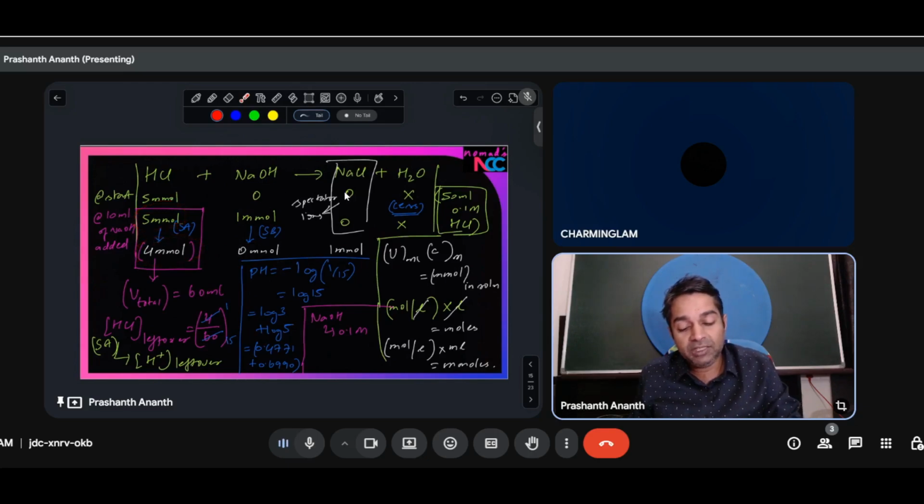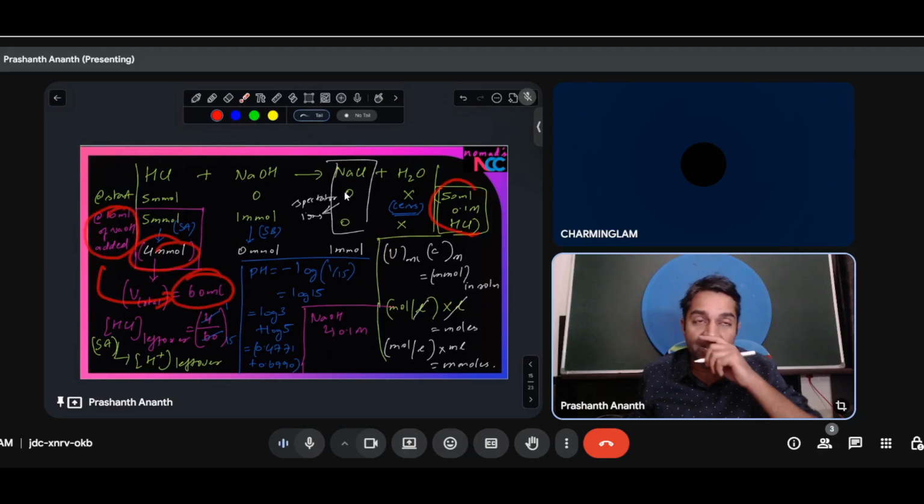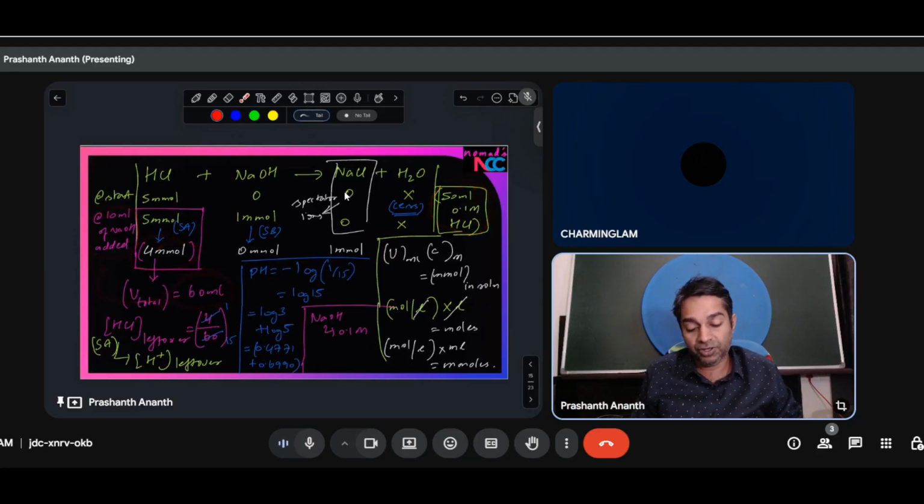So this 4 millimoles of HCl is now present in a total volume of 60 ml. Why 60? Because this is 10 ml and 50 ml of HCl is already present in the solution here. So we find out the concentration of HCl left over, which works out as 4 by 60, which is 1 by 15. That concentration of HCl left over is the same as the concentration of H plus, because HCl is a strong acid, it will dissociate.